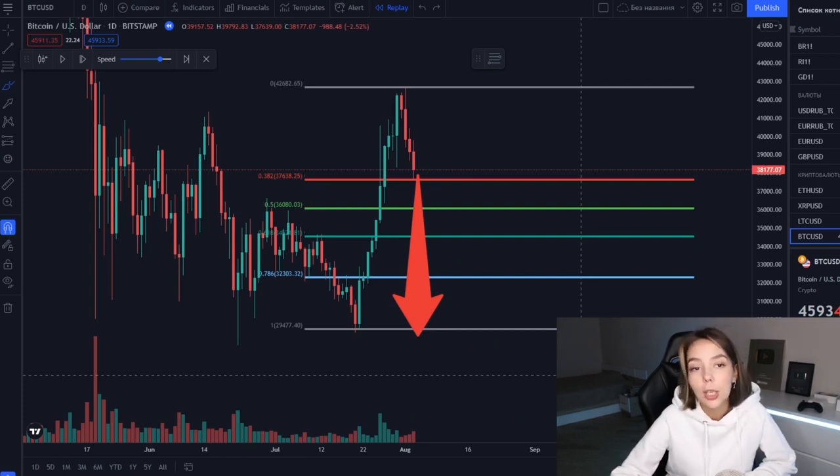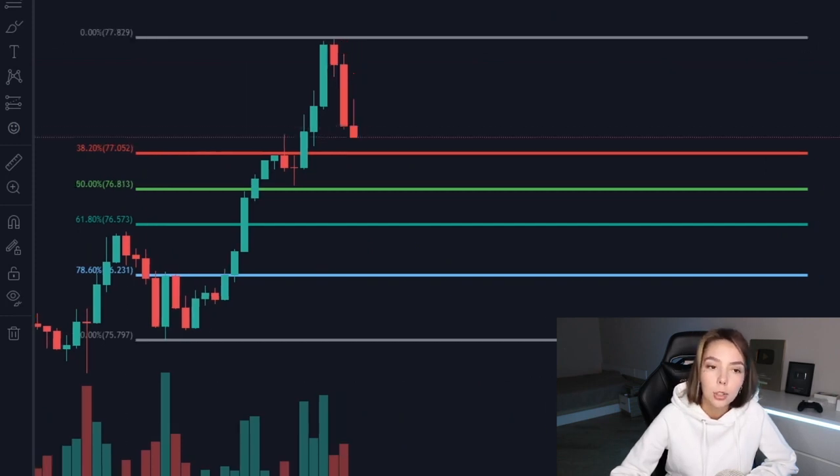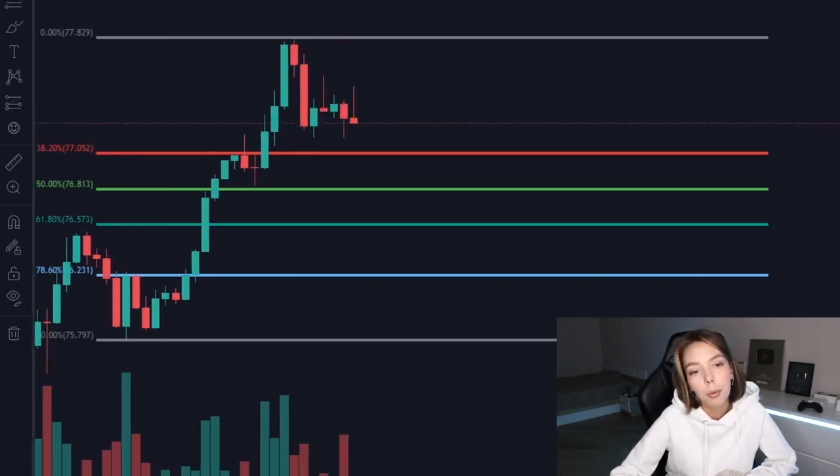So now the question is, how do we know at which level the pullback will end? Well, just like normal support and resistance, you cannot immediately take a position just because price touches one of the levels. You need to wait for confirmation by looking at the price action. So let me show you an example.